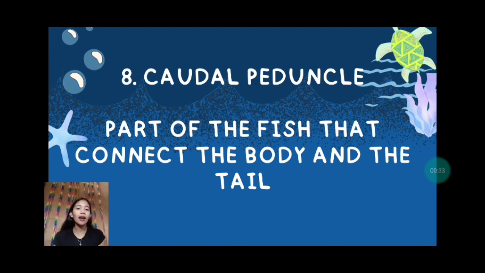Number 8, the caudal peduncle. The caudal peduncle is a part of the fish that connects the body to the tail. The caudal peduncle of fish is the narrow region located just before the tail fin, and its main function is to provide support and flexibility to the tail fin, allowing for efficient propulsion and maneuverability during swimming.